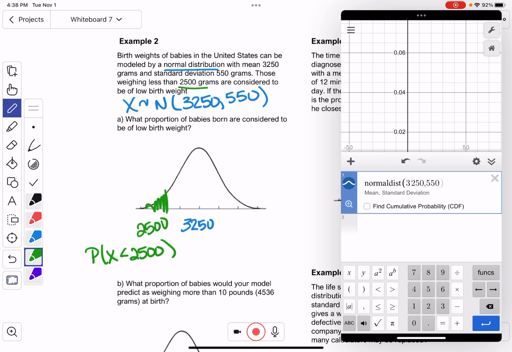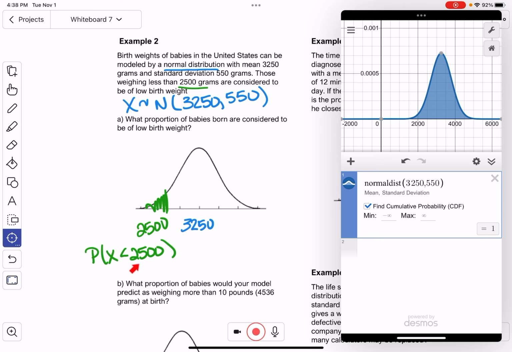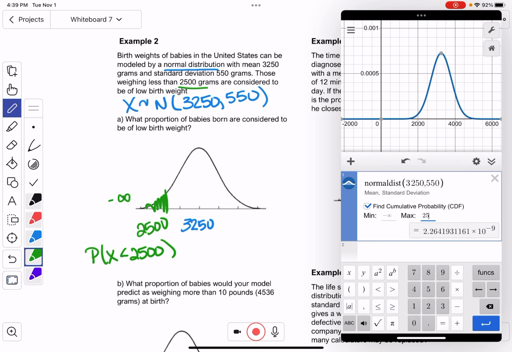And if you want to see it again, if you press this magnifying glass, it'll put it in view for you. We want to find the cumulative. We want to be less than 2,500. So we can see that it's out here. The shading starts at negative infinity again, and it goes up to 2,500. And you can see that the proportion of babies that are considered to be of low birth weight is 0.0863.